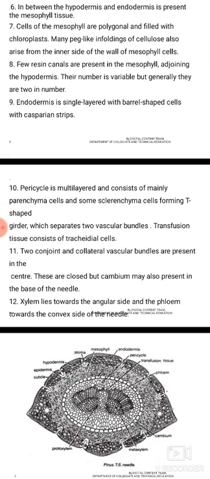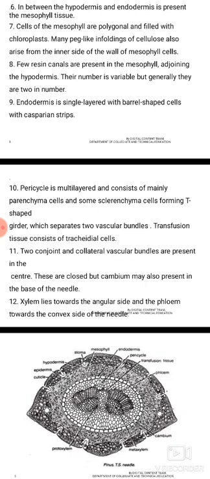Endodermis is single-layered with barrel-shaped cells possessing Casparian thickenings. Pericycle is multi-layered and consists of mainly parenchyma cells and some sclerenchyma cells forming a T-shaped girder which separates 2 vascular bundles. Transfusion tissue consists of tracheidal cells.